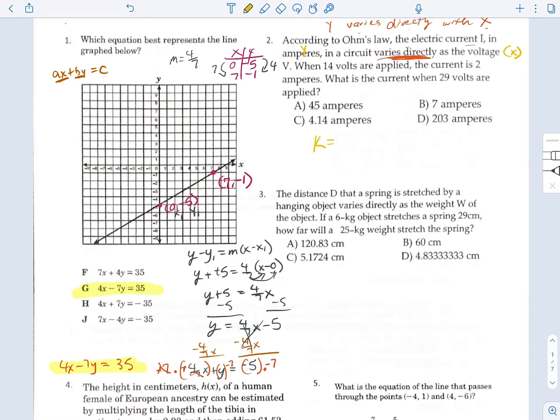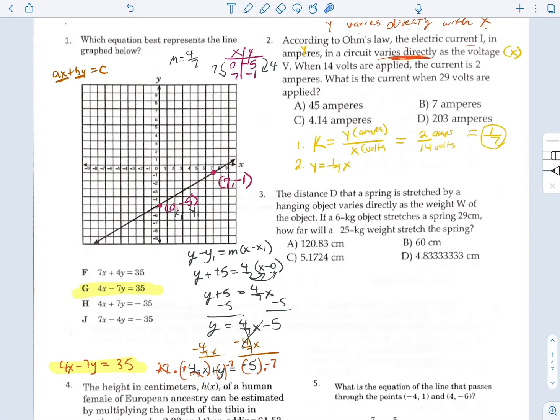So K is equal to, remember Y, which we said is our in amps, right? Over X, which is volts. So that would be 2 amps over 14 volts. That's how we find our K. Put this in your calculator, turn it into a fraction, and we should find that our K is 1/7. Leaving us with an equation, Y equals 1/7x.